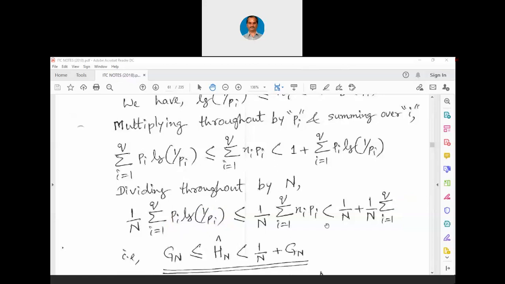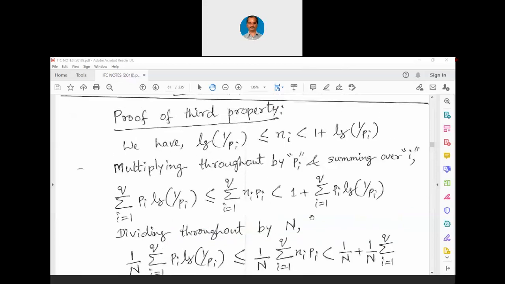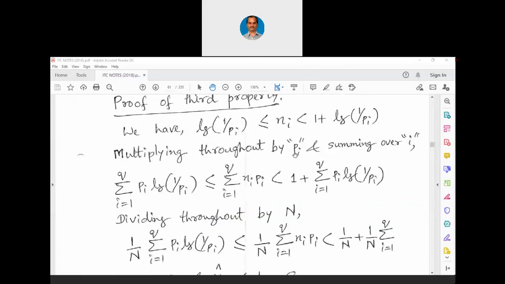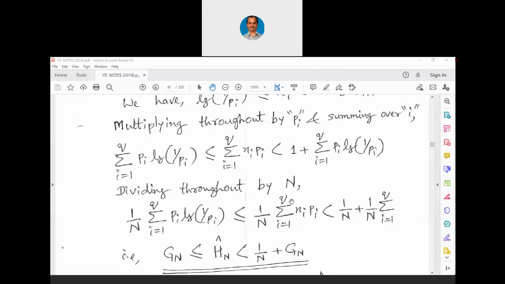Sometimes in the test or in the exam, this particular question can be asked, that this particular property can be given and it can be asked to prove it mathematically. The proof is really very simple. Once you multiply by Pi, then sum it over i, then divide it throughout by n, you will naturally get this particular property.